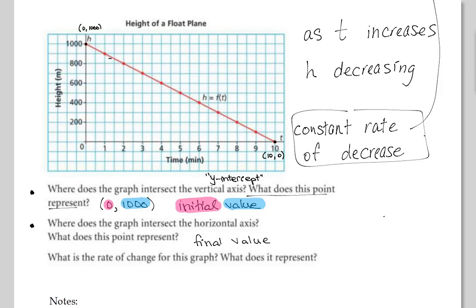Why is it the final? I'm assuming that the height being 0 would be like the reference point of the ground. Are you going to be traveling under the ground or under the water or whatever this is? You land the plane on the ground. Do you want to go underneath the ground? No, that's as low as it gets, so that's the final value.